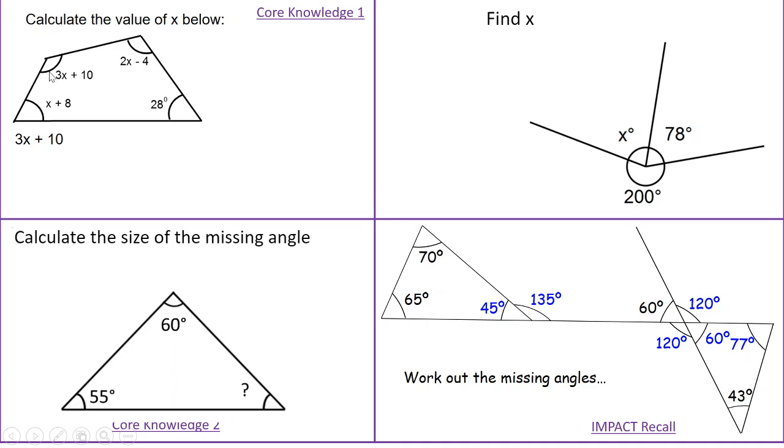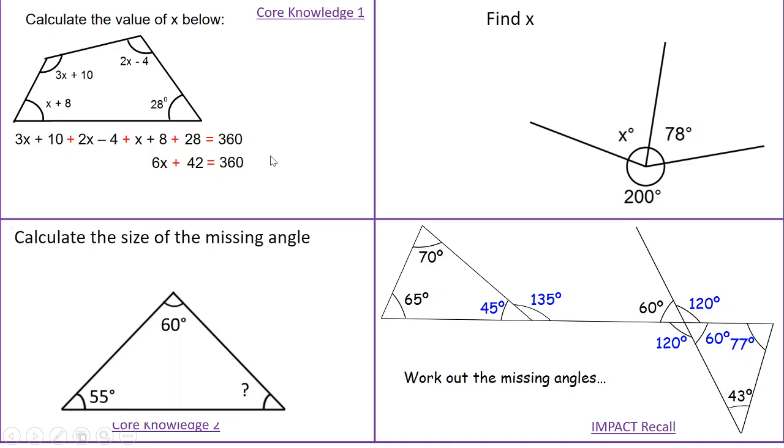Okay, over here we know that all angles in a four-sided shape must add up to 360, which means these four angles that are written in algebra, or with a 28 degrees there, must all add together to make 360 degrees. So we can form an equation by adding all of the angles together and simplifying. So we've got 3x, 2x, and x to make 6x, plus 10, take away 4, add 8, add 28 to make 42, so 6x add 42 equals 360.